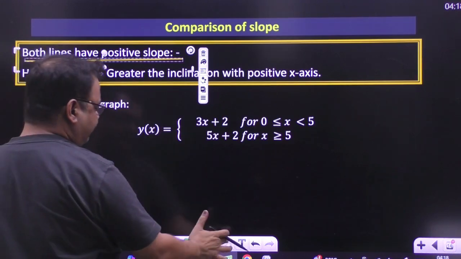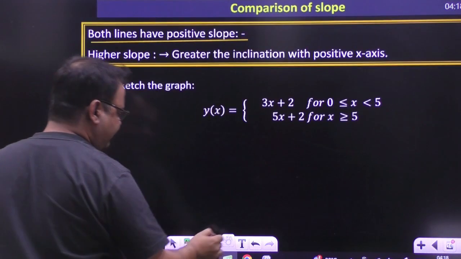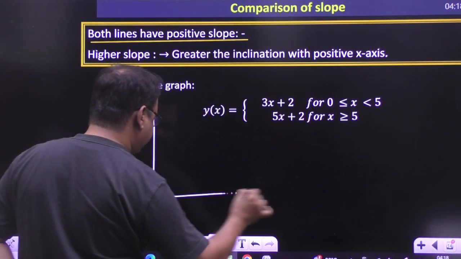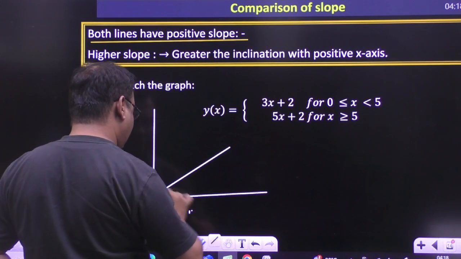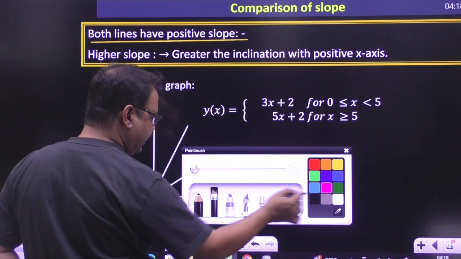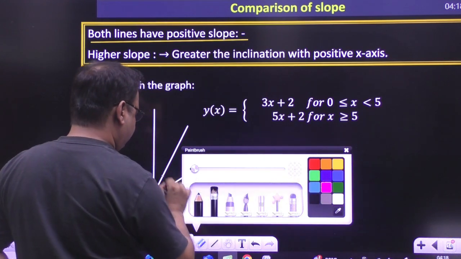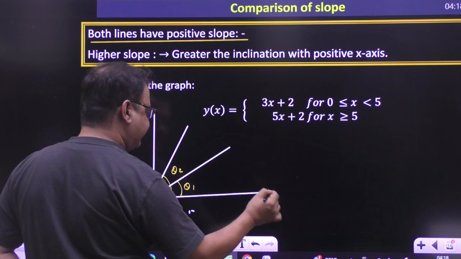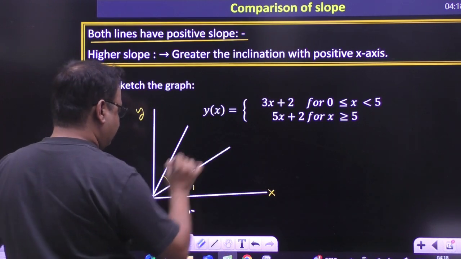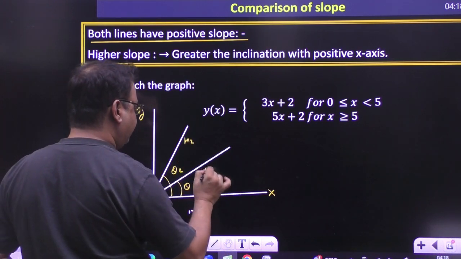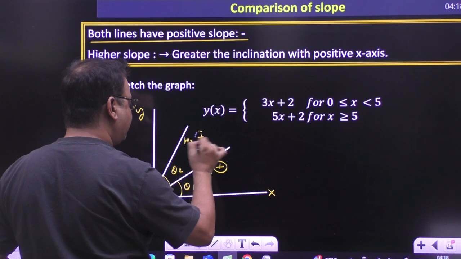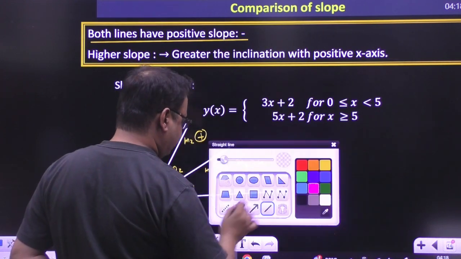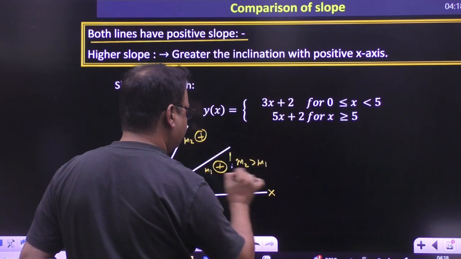See, whenever we have a positive slope, this is very simple, as we've seen in lecture 1. If you have a positive slope, then the higher the slope, the higher will be the inclination with the positive x-axis, correct? So say this is M2 and this is M1, both are positive. That's why both the lines are going up. So surely you can say M2 is greater than M1.